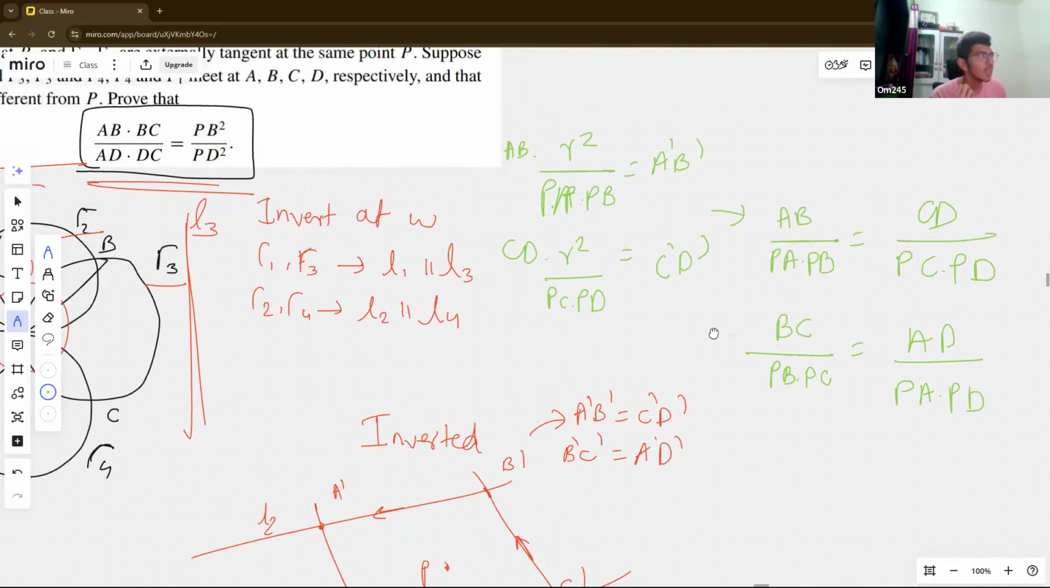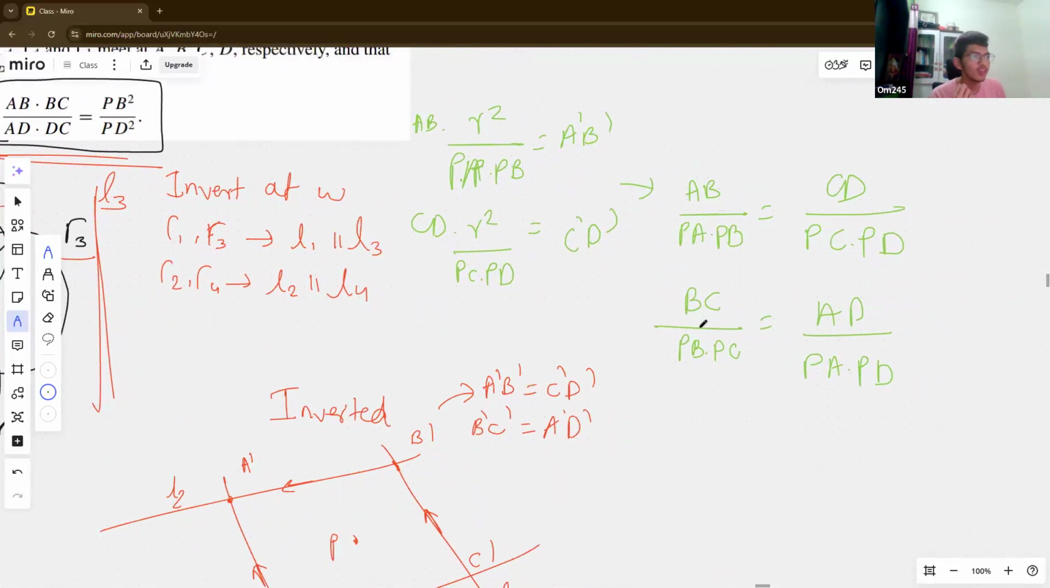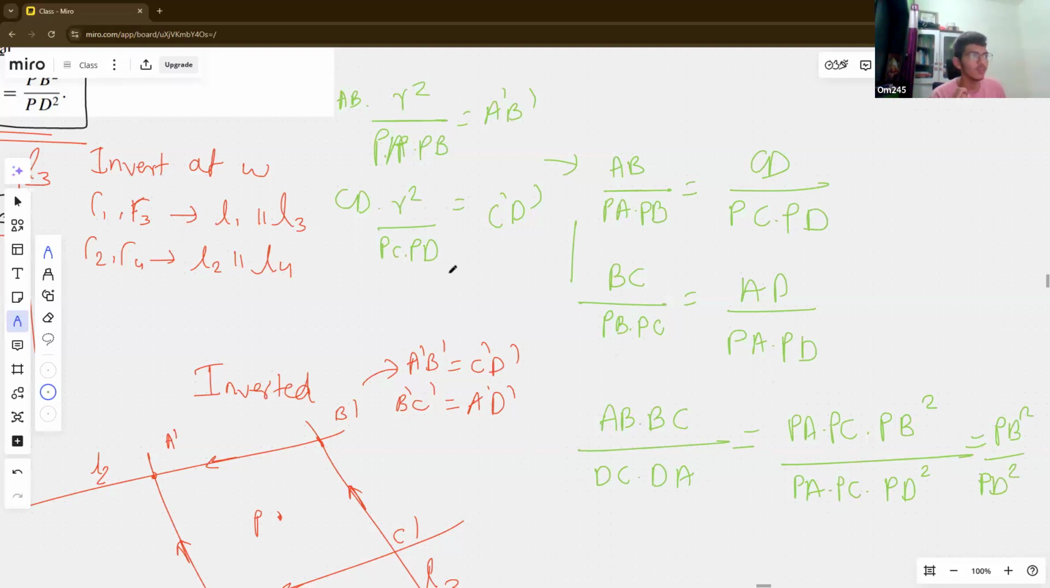Then I guess we just multiply both equations and divide on the other side. This will be equal to what? Multiplication sending here. PA into PC by PB square equal to PA into PC by PD square, which gives us PB square by PD square. Yeah, that is indeed what we want.